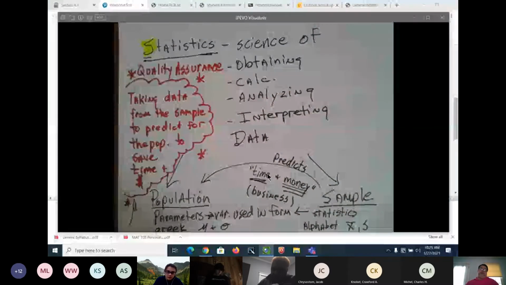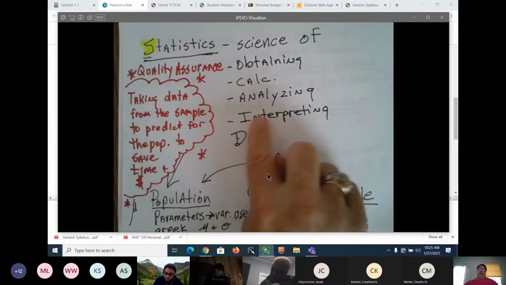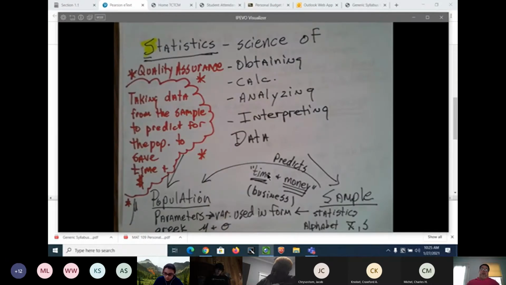So what is uppercase statistics? The science of obtaining, calculating, analyzing, and interpreting data. And I think I spelled those words right, but if any spelling English majors are out there, please let me know when I misspell something. Okay. So that is the definition of statistics. Uppercase. Don't write anything. Don't get ahead of me, because that red you write down last. So don't get ahead of me.